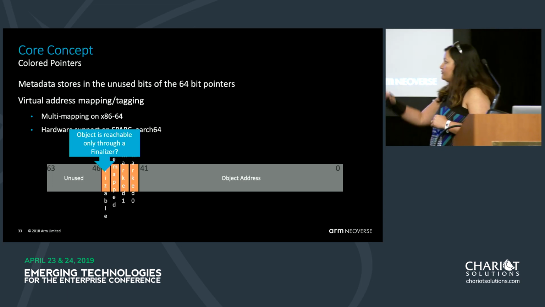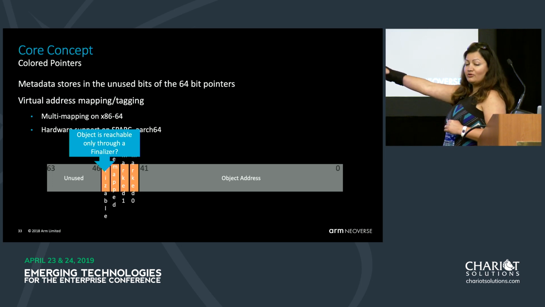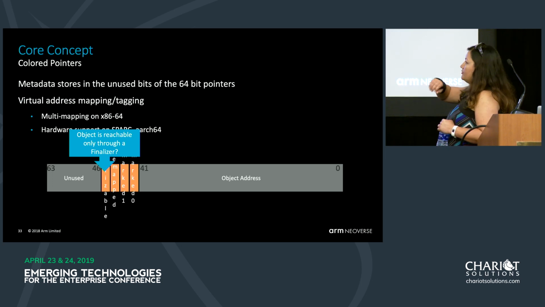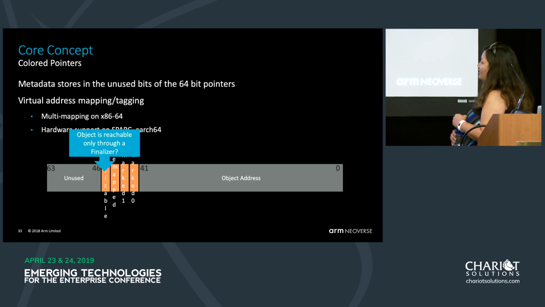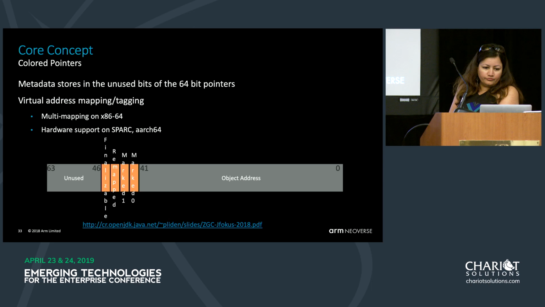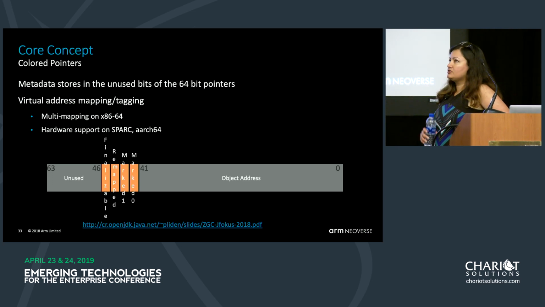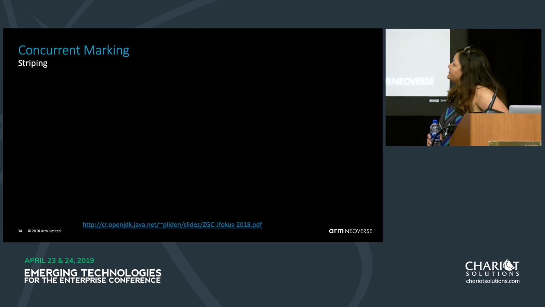Anytime you have any of marked, remapped, or finalizable, you update those tag bits accordingly, and that's as simple as that. To learn more about this, there's a link to the slides here, and it shows you step by step, or at least it talks more about the multi-map feature on x86.